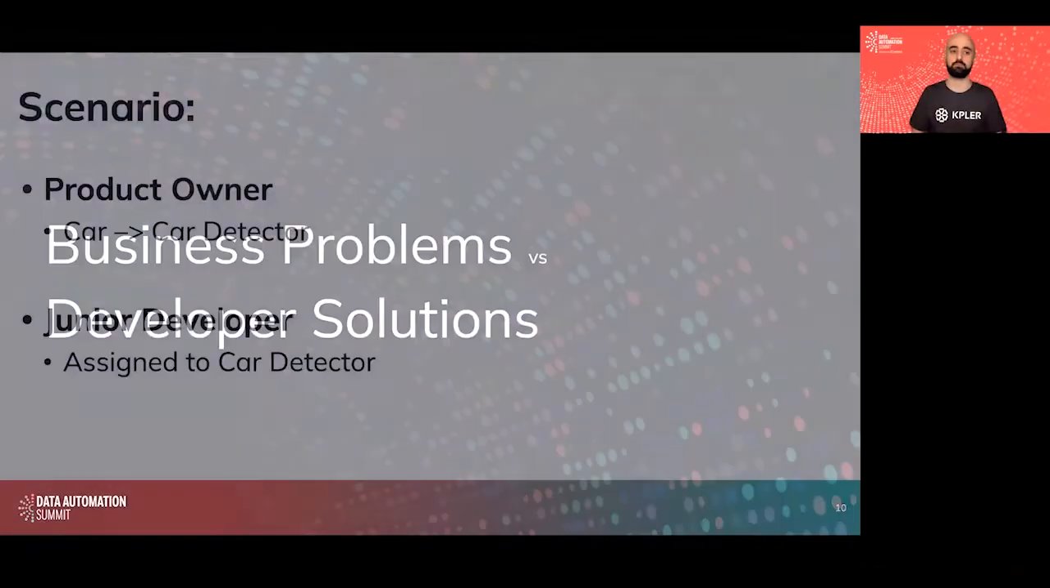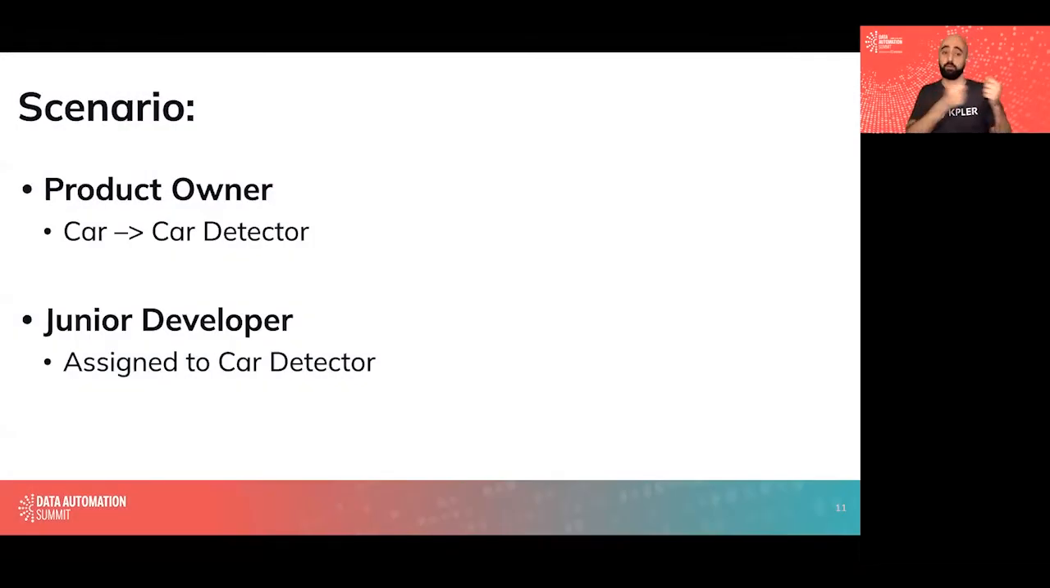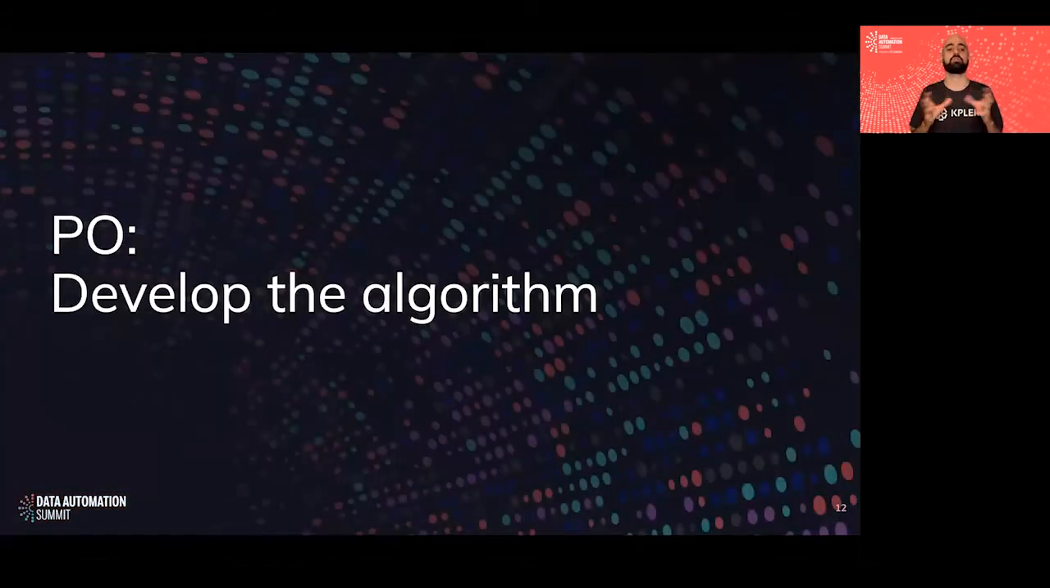I will start with a few business problems, so product owner asking for solutions and the solutions that the developer is meant to know. The scenario in particular is the following: product owner, the owner of the product car, and the product owner as well of the car detector, the new product that they want to build. And we have also a junior developer that is assigned to the car detector project. So the first question that the product owner could ask is, please, could you develop the algorithm to avoid the collision? So first to detect the car.